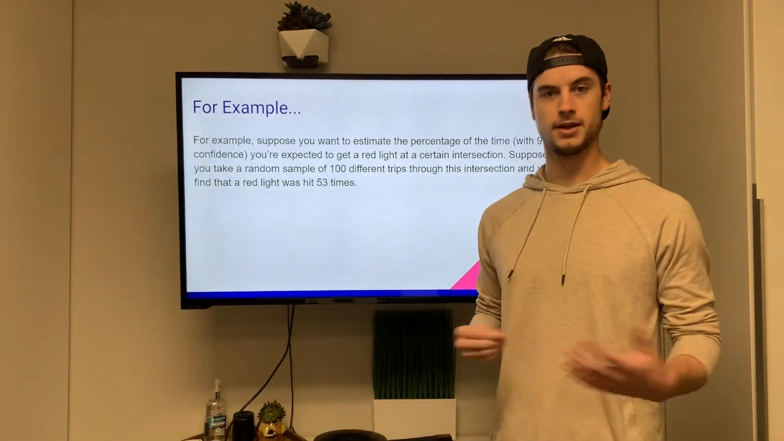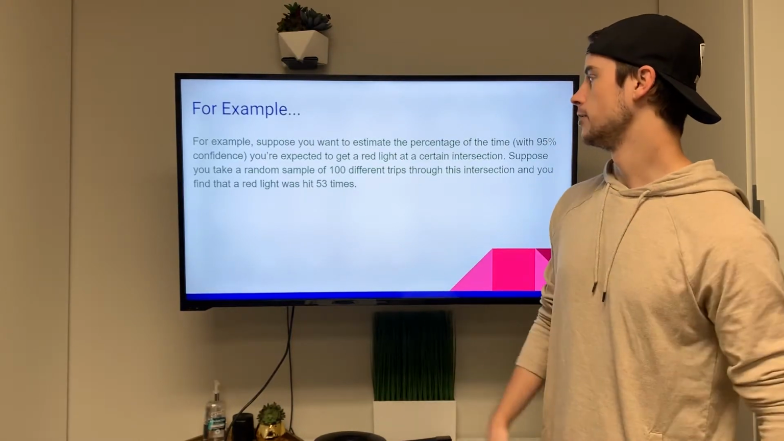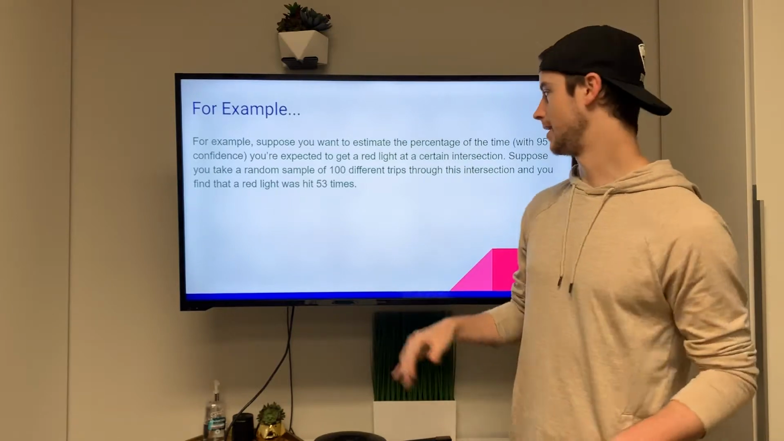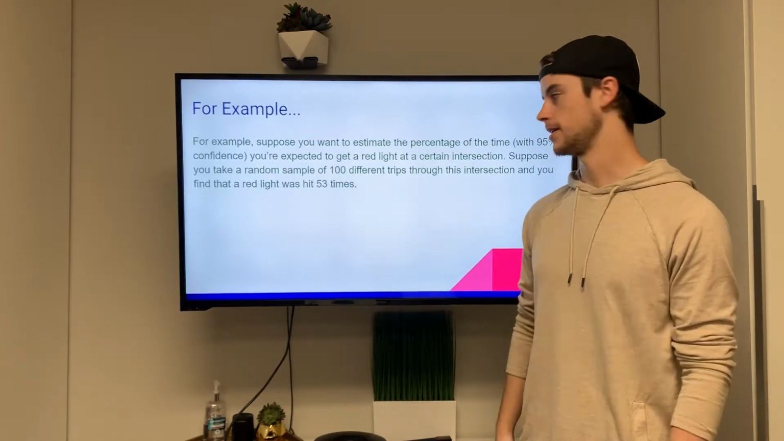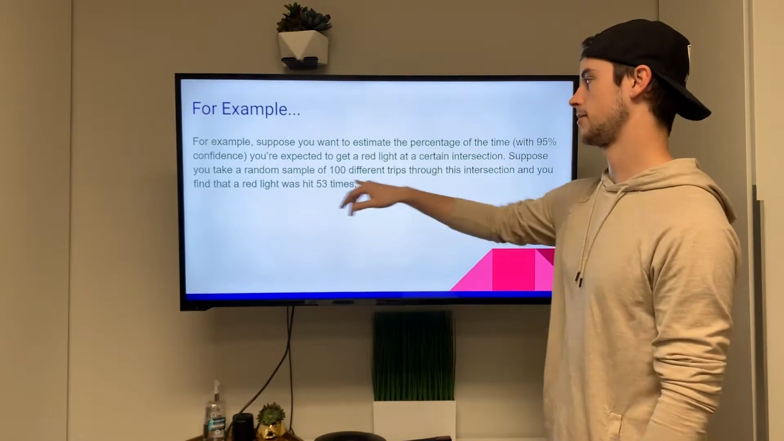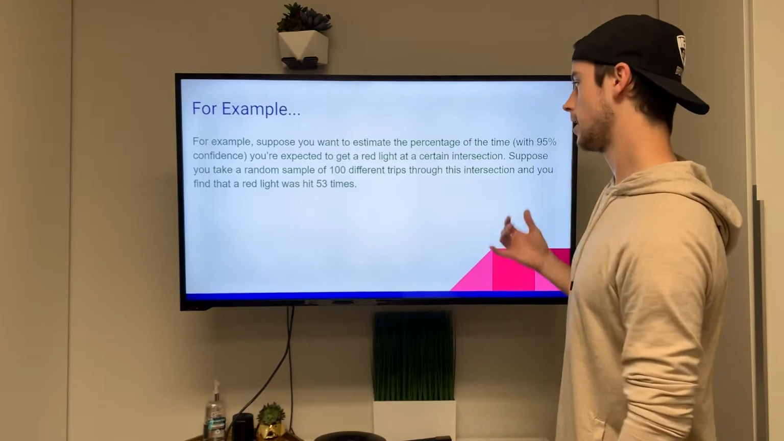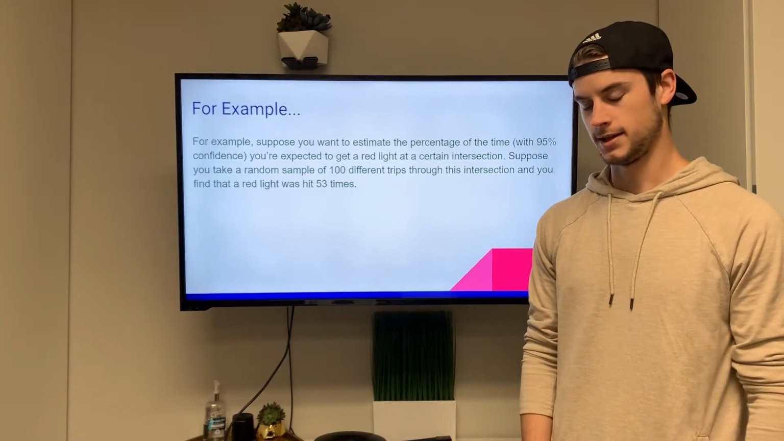Anyway, so here's an example, right? Let's just say you want to estimate the percentage of time, within 95% confidence, you're expected to get a red light at a certain intersection, okay? And suppose you take a random sample of 100 different trips through a certain intersection, and you find that you hit a red light 53 times out of 100.